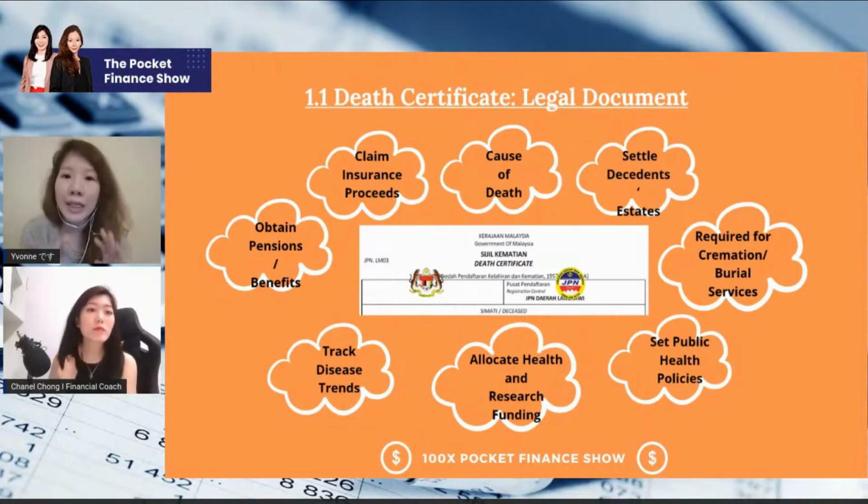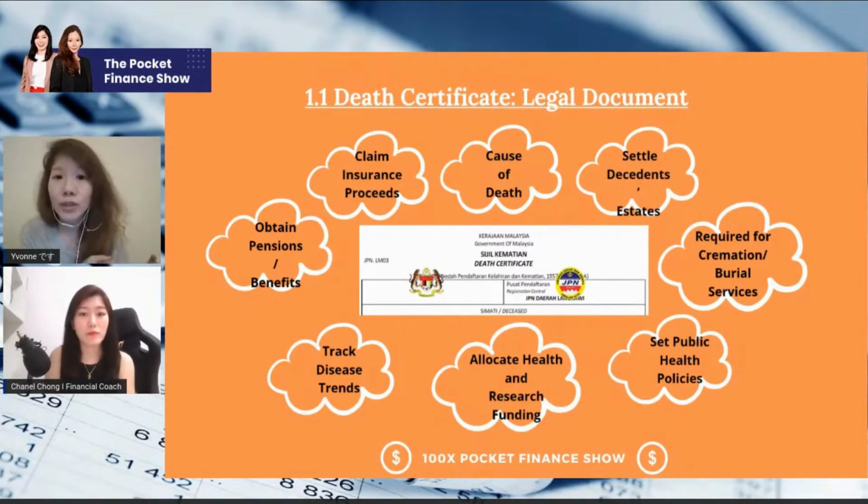Next, on a larger perspective, the death certificate is used to track disease trends. Government departments use it to track causes of death, and from that they allocate health and research funding based on the number of deaths from a certain disease. Like now it's COVID, so perhaps they will put more focus, energy and funding into research on this particular disease. Besides that, it is also used to set public health policies. Don't think it is only for the personal level; it is also used at a higher level.